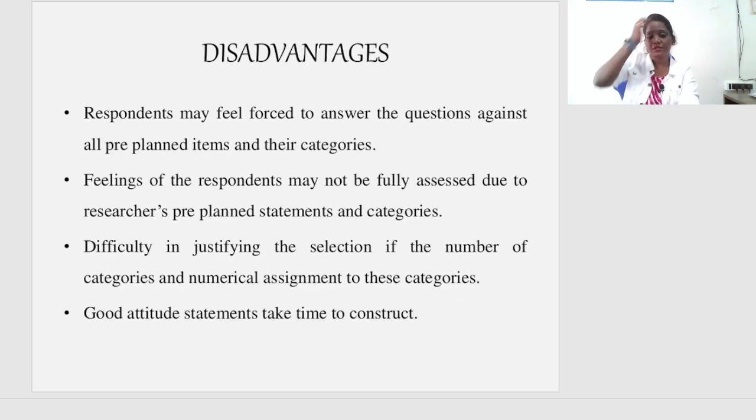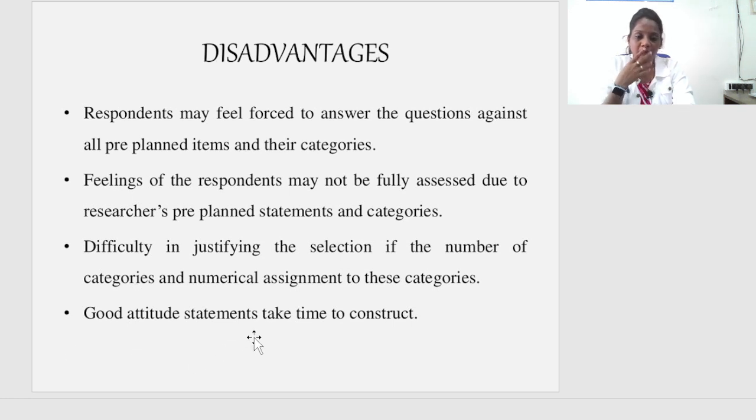Whereas disadvantages: respondents may feel forced to answer the questions against all pre-planned items and their categories. Sometimes, if you are giving it to the sample, they feel like all questions must be answered compulsorily, and it is forcing them to express their feelings. And feelings of respondents may not be fully assessed due to the researcher's pre-planned statements, because the statements are already made by the researcher. So other feelings they have, they cannot put. And there is difficulty in justifying the selection of the number of categories and numerical assignments of these categories. So sometimes we are not able to justify it also.